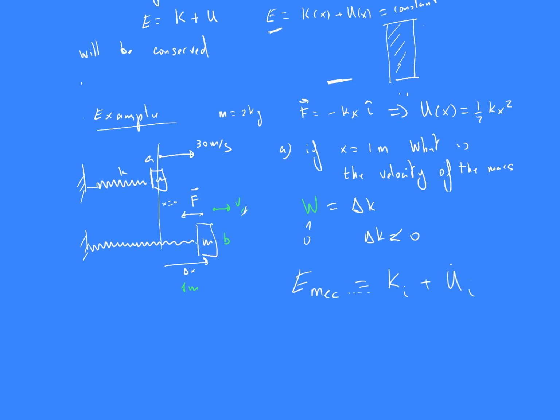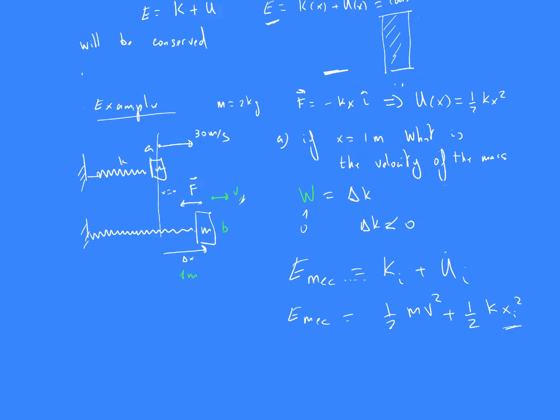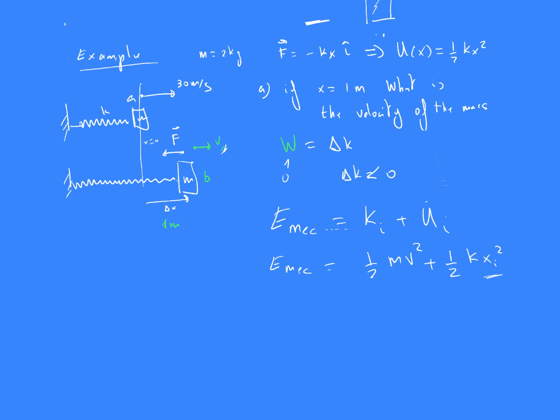What is the mechanical energy initial? The kinetic energy is 1/2 m v squared. This v initial is 30 meters per second, plus U initial. U initial is 1/2 k x initial squared. But the initial elongation, because it is at the equilibrium position when the v is 30 meters per second, the x is 0.